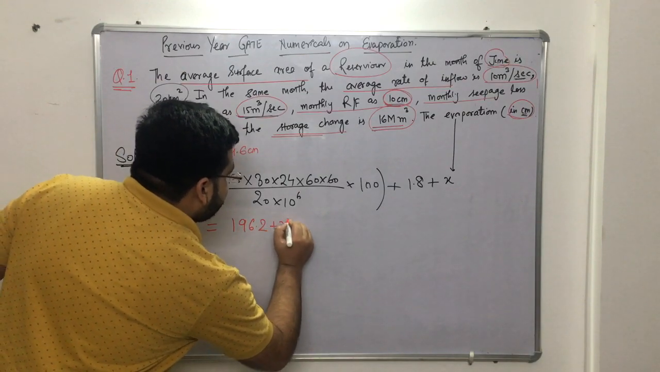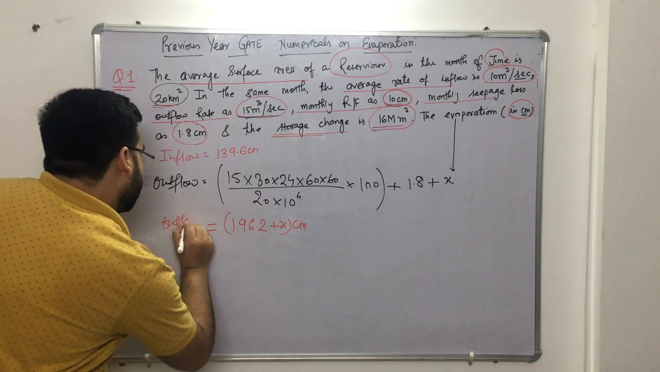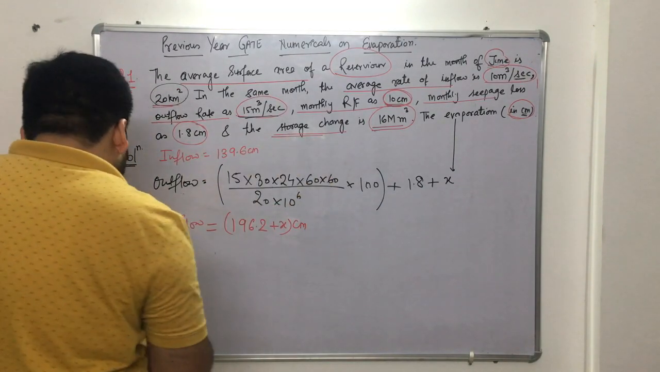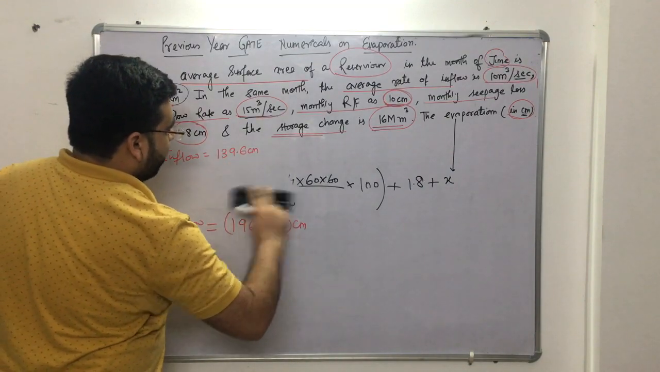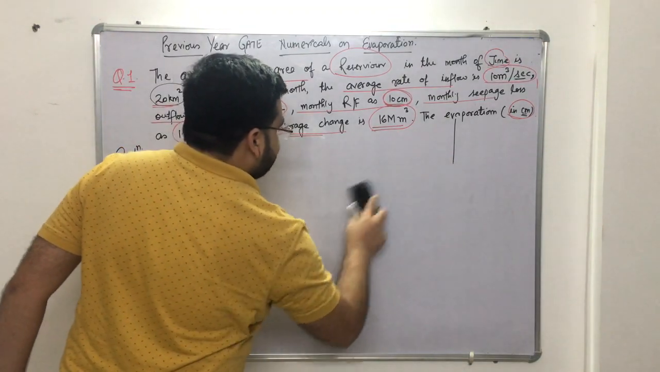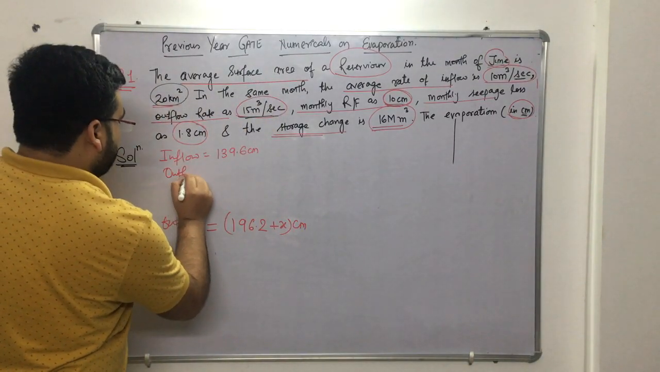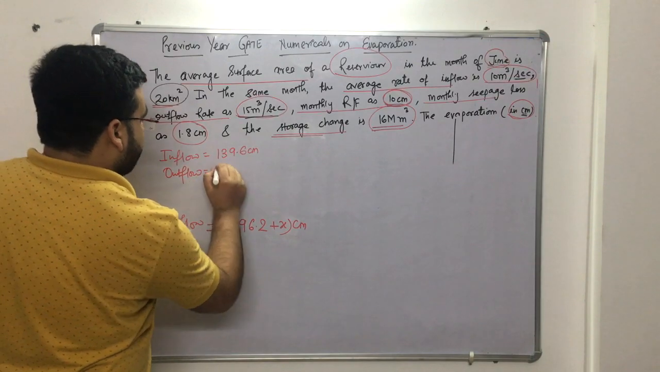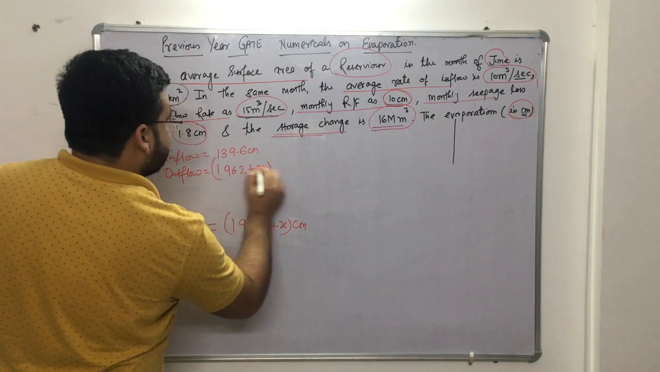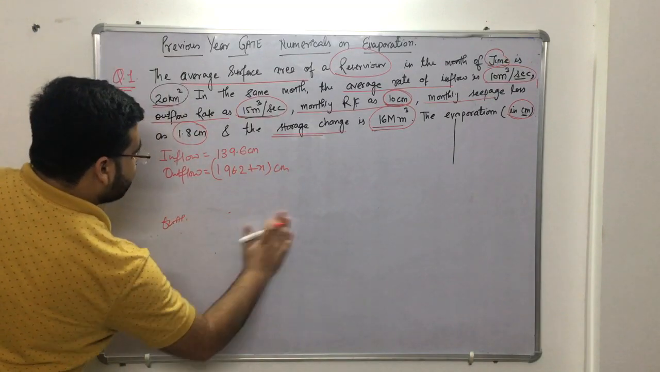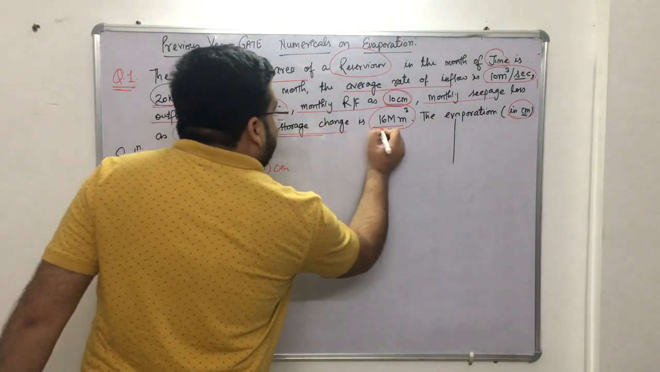196.2 plus X centimeter. That is outflow. So now let me rub this also. So we have got outflow also, right? That is 196.2 plus X centimeter. Right? Now let me rub this. Clear? Now the next thing is to determine the storage.